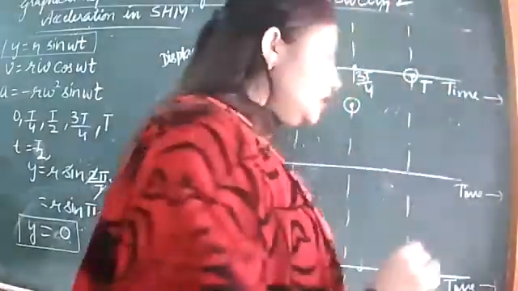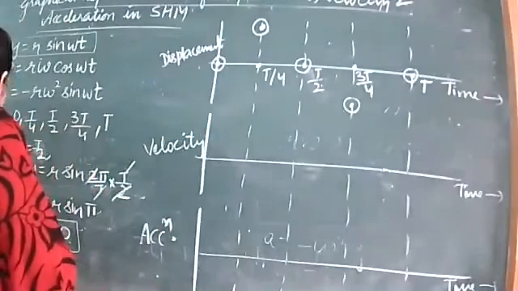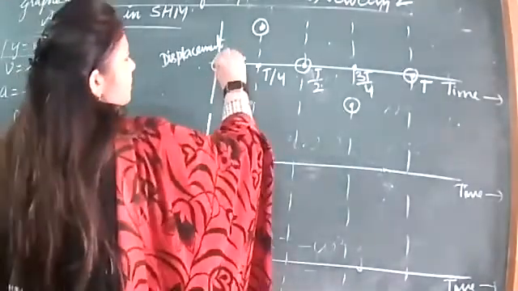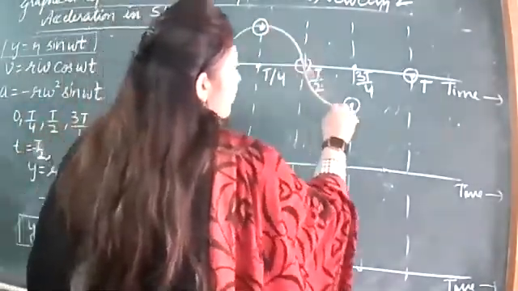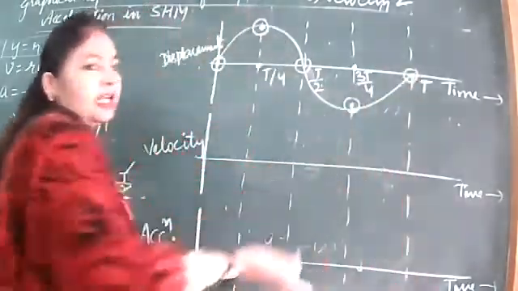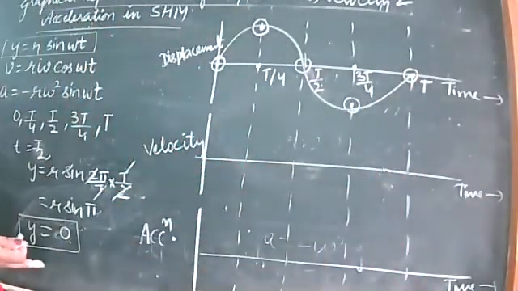Okay, so let us join these points and get the displacement curve. Joining these points, we get, yes, really a sine curve. So this is the graphical representation of displacement in SHM, which is a sine curve.